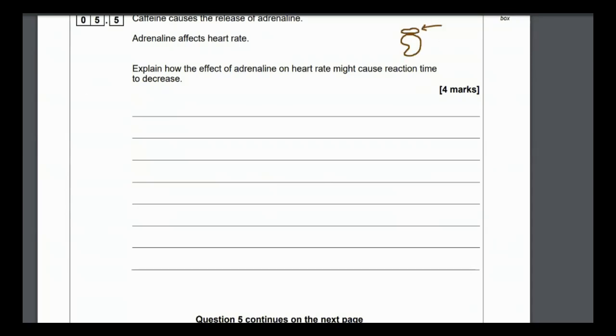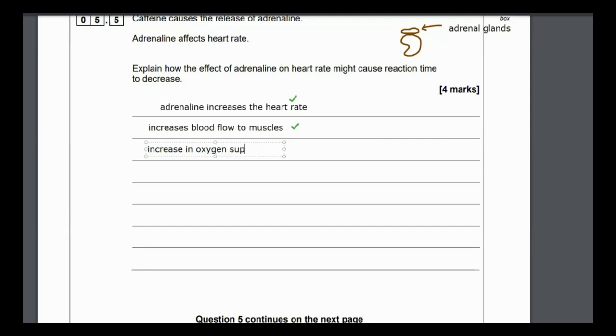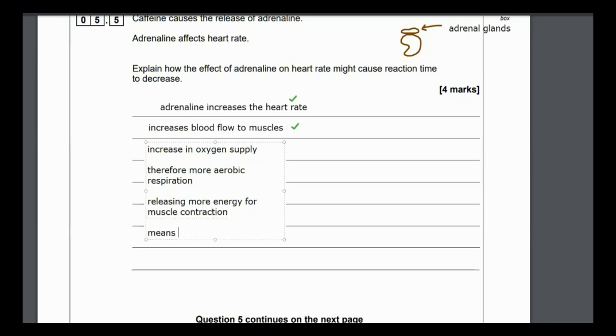Okay, 5.5. Caffeine causes the release of adrenaline. This is the adrenal gland here above one of your kidneys. Adrenaline affects the heart rate. Explain how the effect of adrenaline on the heart rate might cause reaction time to decrease, which basically means your reactions get faster. So adrenaline increases heart rate, which is going to increase the blood flow to the muscles. Okay, increases the blood flow to the brain, more oxygen to the brain, more oxygen supplied, okay, which means more aerobic respiration, which means you can release more energy, which allows you to contract your muscles faster, which gives you quicker reactions.